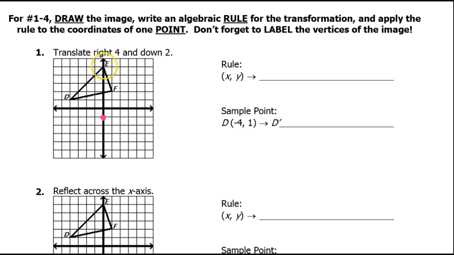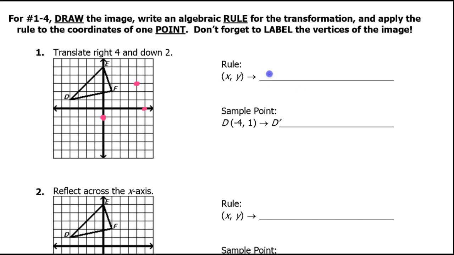Okay. Similarly, I'll do point E. So I will just go right 4 and down 2. So this will be 1, 2, 3, 4, 1, 2. So this will be E prime. Let's do the same thing with F. 1, 2, 3, 4, 1, 2. So sometimes that is the easiest way.